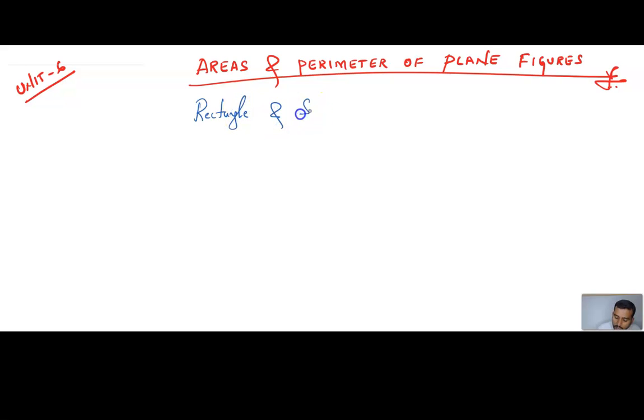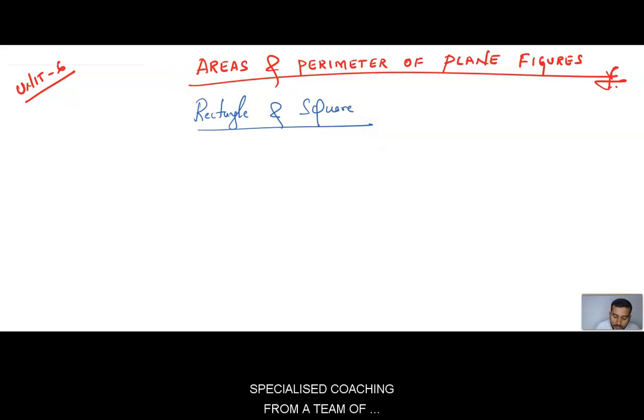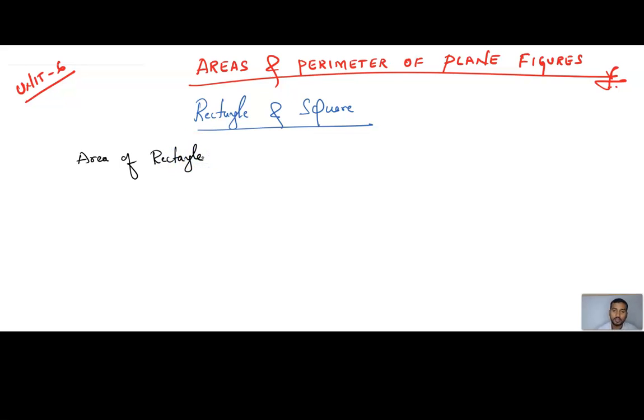In this rectangle and square, first we are going to find the area and perimeter of the rectangle. First we are going to discuss the topic area of rectangle. Children, I hope you all know the property of a rectangle. I am going to draw just a rough diagram. So this is the rectangle. Let me say, this is A, B, C and D.